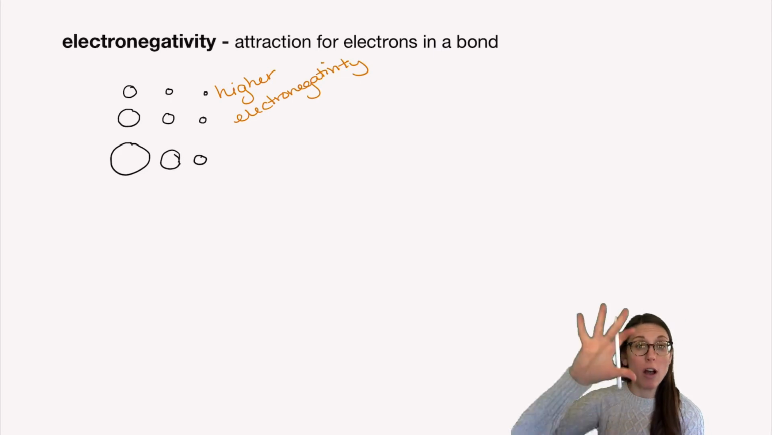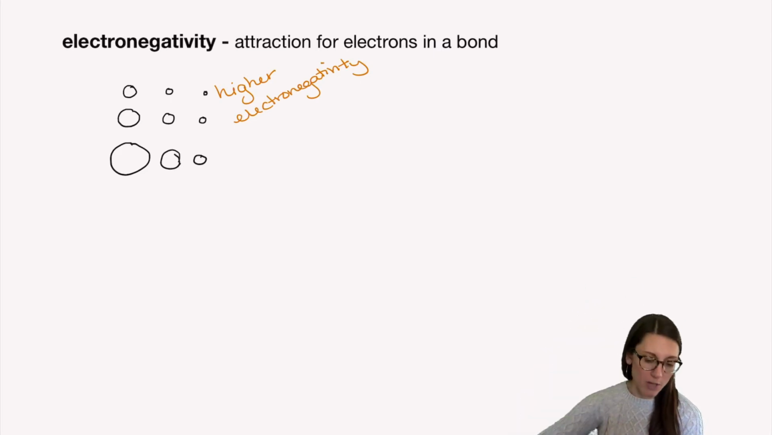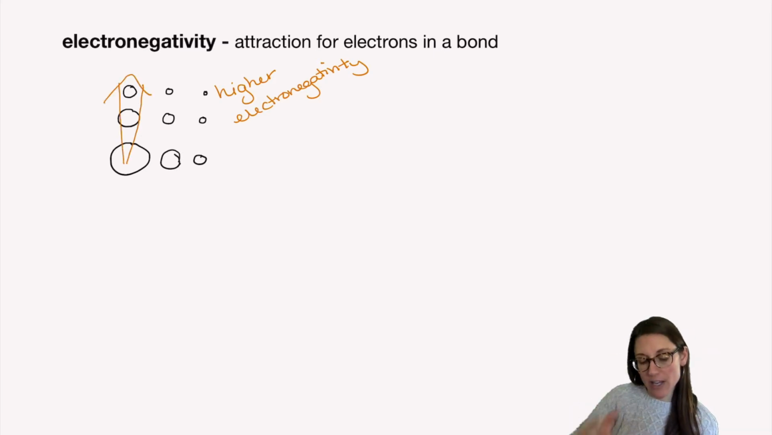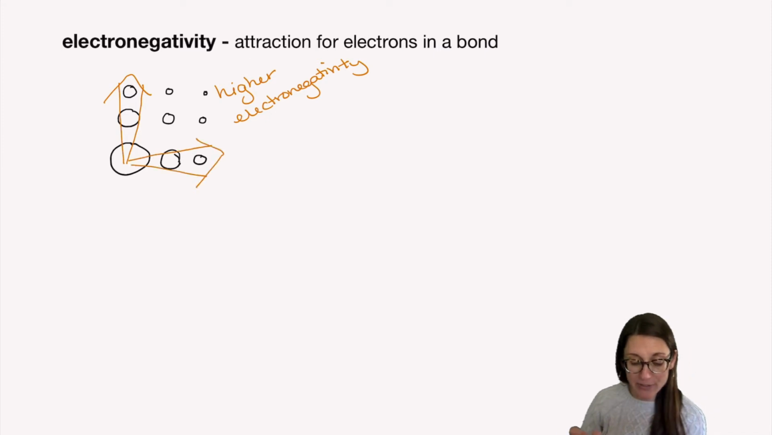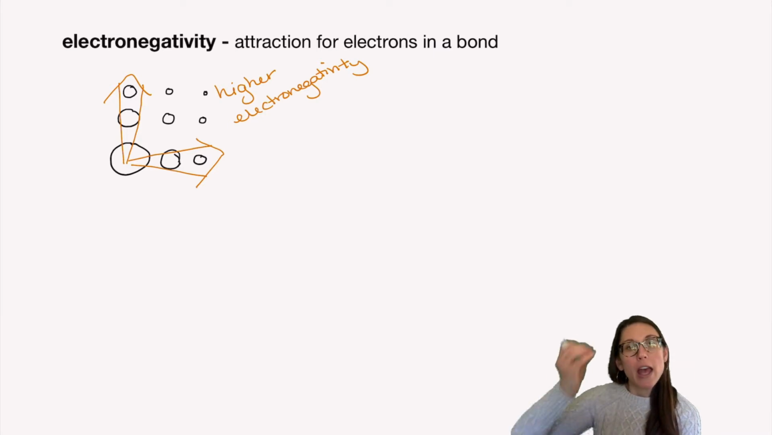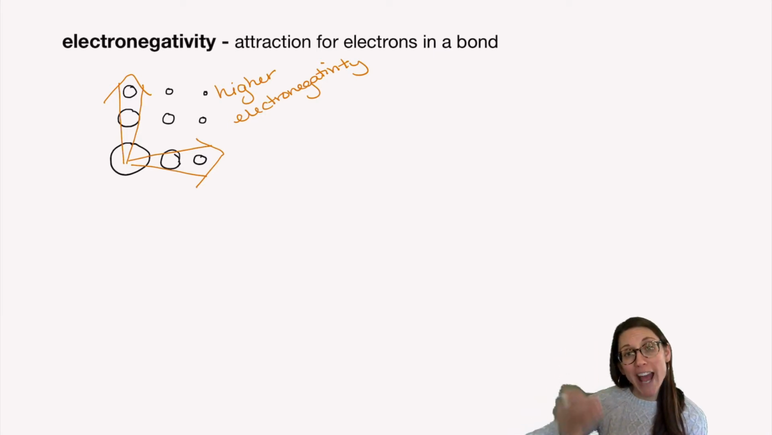So as we look on every vertical column, electronegativity gets larger as you move towards the top. And then as we look horizontally along our periods, it gets larger as you move left to right. It looks exactly like the trend for ionization energy. But it's going to tell us what happens when you form these covalent bonds. How attracted are the electrons in the bond to that particular atom?